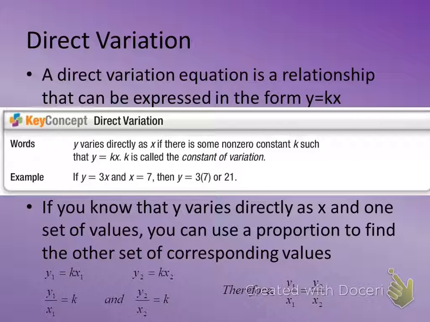The direct variation equation is a relationship that can be expressed in the form y equals kx. So in words, it basically means that y varies directly as x if there is some non-zero constant k such that y equals kx. K is called your constant of variation. So then, for example, if y equals 3x and x equals 7, then y equals 3 times 7, or 21.